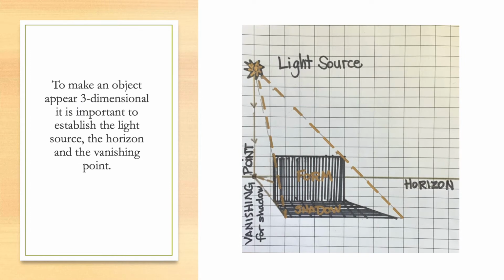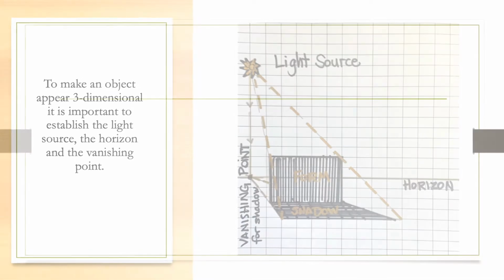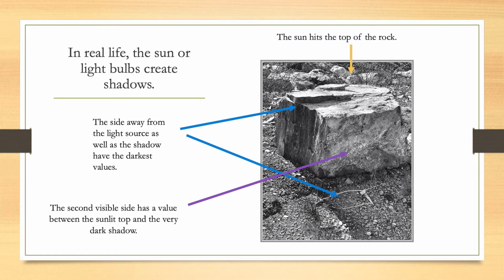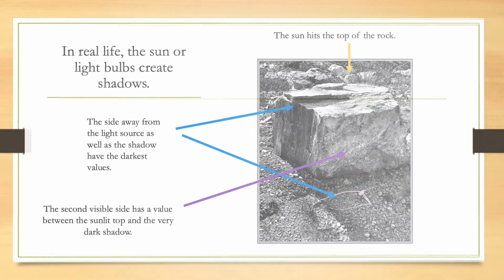And here is a simple graph showing how the light source hits an object and then casts a shadow. And you can see it has a vanishing point just like when we figure out perspective. And this is a black and white picture of a rock that has the sunlight hitting it on the top. And you can see that on the side, on the left, it's very dark shadow. On the ground, it's also dark. And then the front edge is a more medium gray.